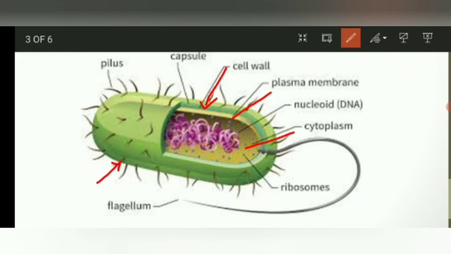In case of plant cell and animal cell, we can see the genetic material inside a membrane, but here you can see the DNA is scattered in the cytoplasm.